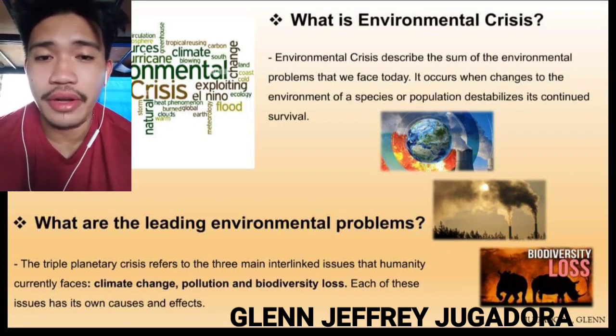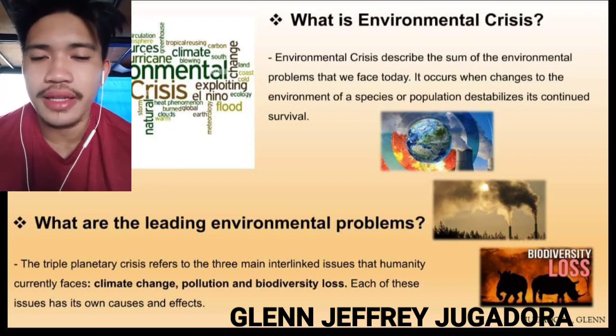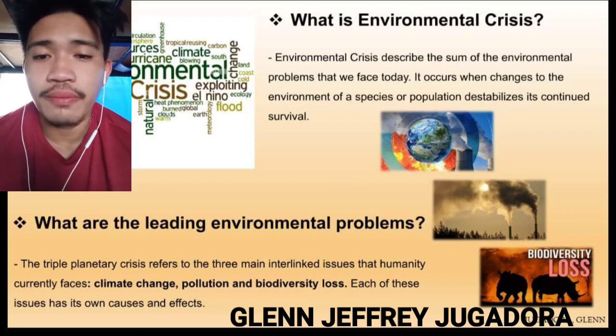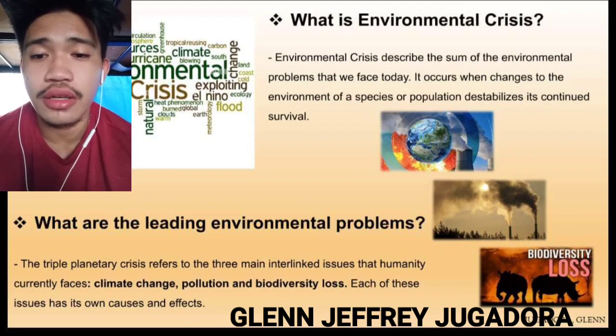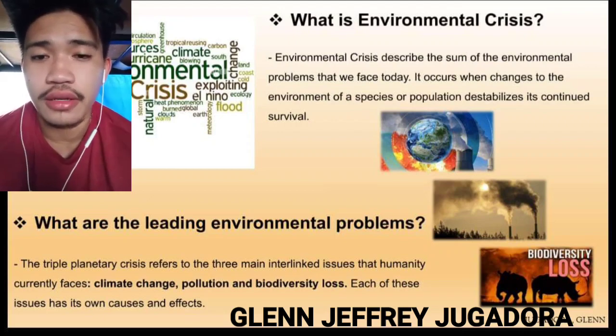The triple planetary crisis refers to the three main interlinked issues that humanity currently faces: climate change, pollution, and biodiversity loss. Each of these issues has its own causes and effects.